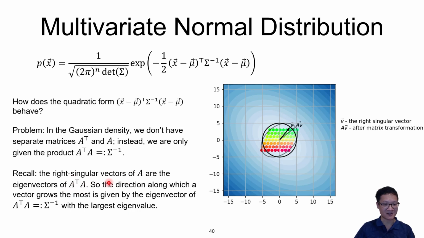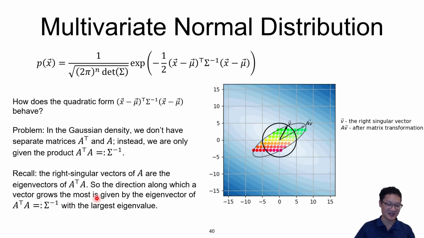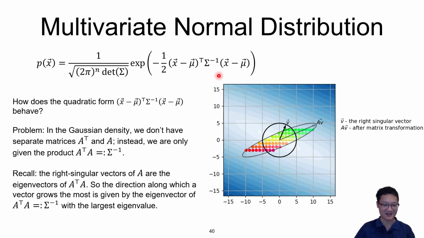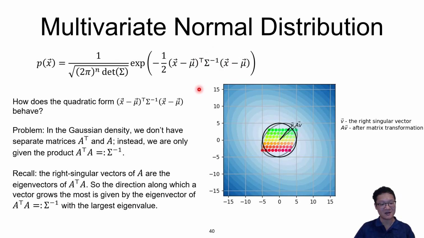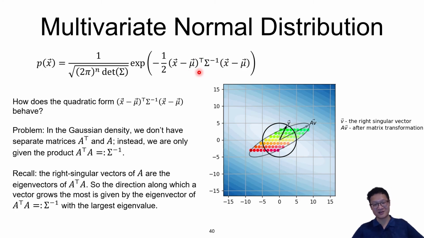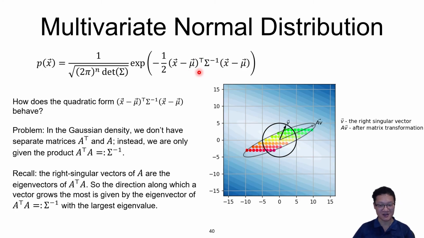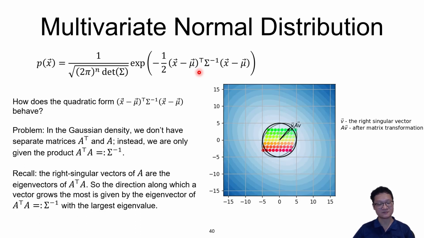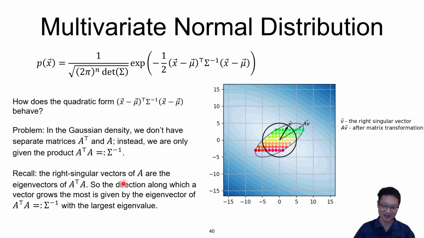Because the right singular vectors of A are the eigenvectors of A transpose A, the direction along which a vector grows the most is given by the eigenvector of A transpose A. So that means the eigenvector of sigma inverse. The direction of the eigenvector of sigma inverse with the largest eigenvalue will be the direction that a vector will get stretched the most. Okay, so I think this is kind of hard to follow, but hopefully when we get to the final result, things will make a bit more sense.